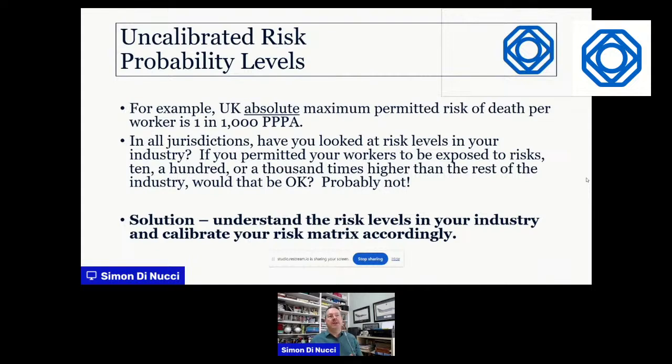So we do need to calibrate our absolute levels of risk when we're thinking about what we can expose people to. We do need to calibrate the risk matrix.